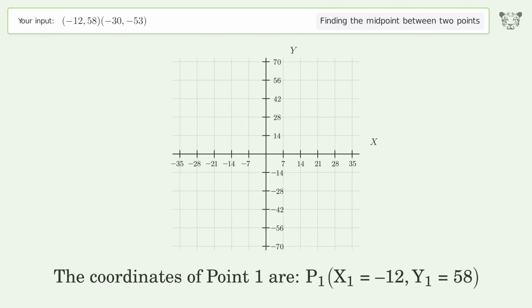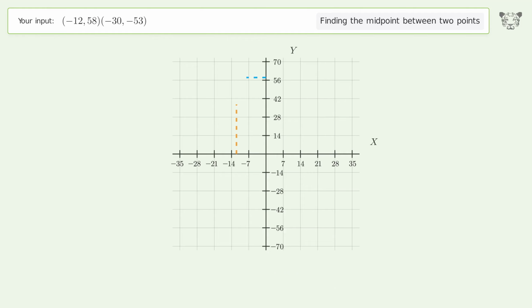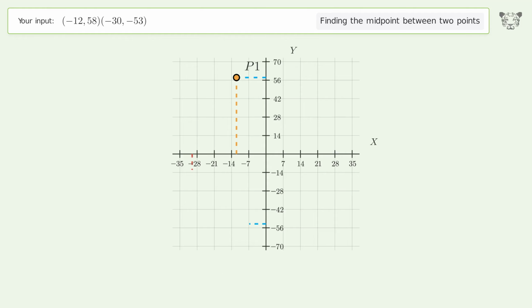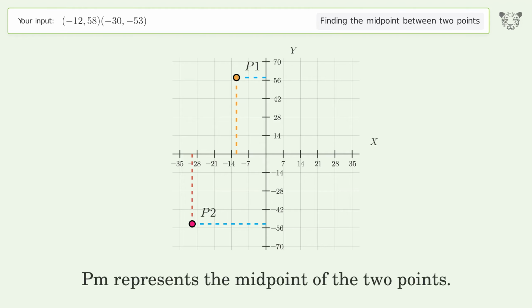The coordinates of point 1 are, x1 equals negative 12, y1 equals 58. The coordinates of point 2 are, x2 equals negative 30, y2 equals negative 53. PM represents the midpoint of the 2 points.